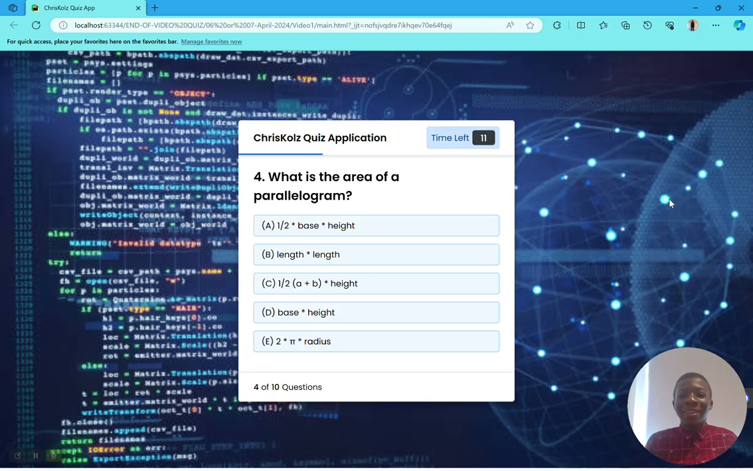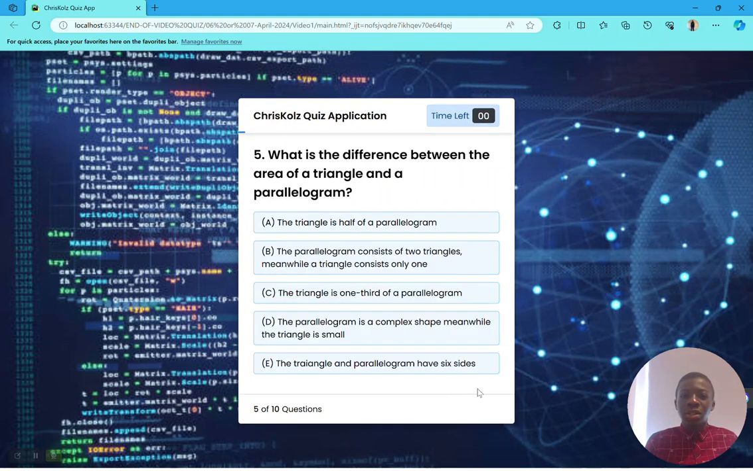A question about the parallelogram and triangle will appear in the next question, I predict. Base times height. Next question. That prediction actually worked. The triangle consists of only one triangle, which is itself. But if you're looking for a parallelogram, it consists of 2.